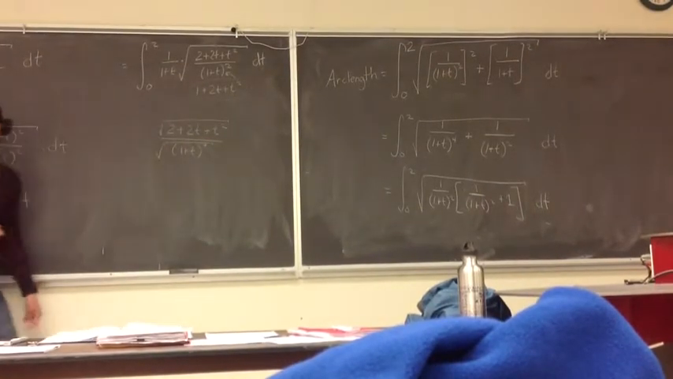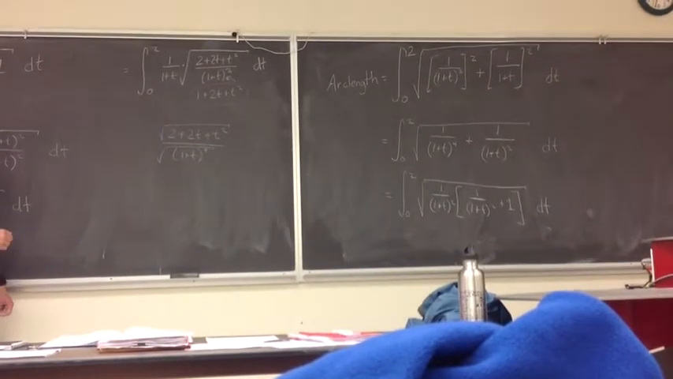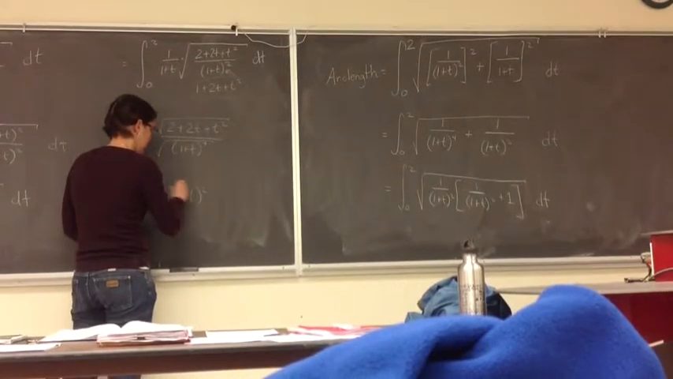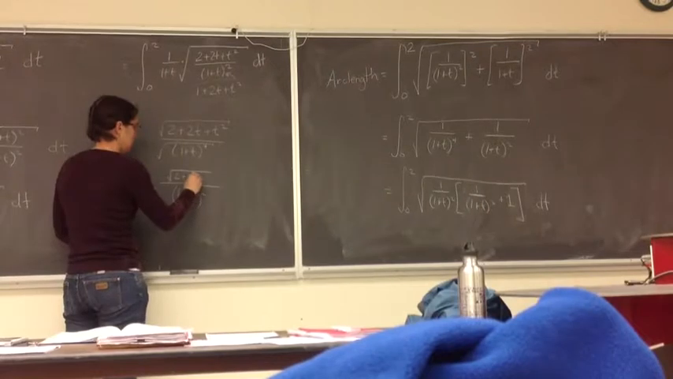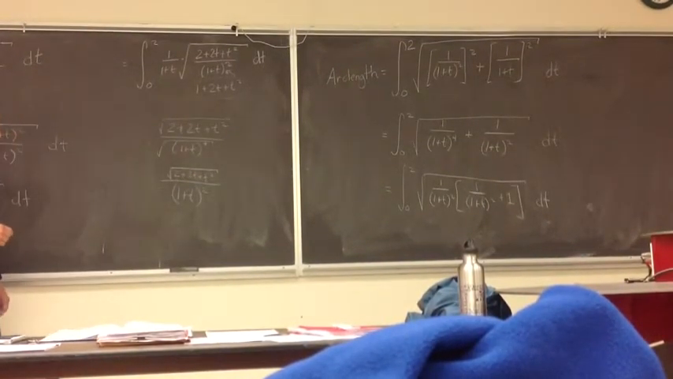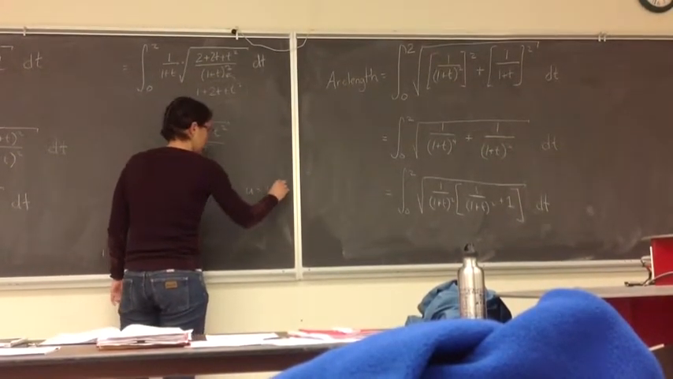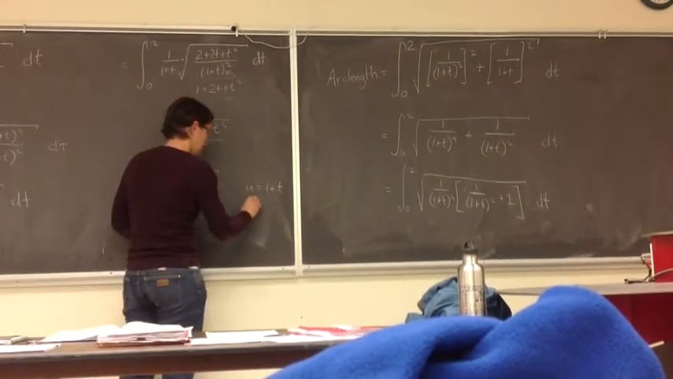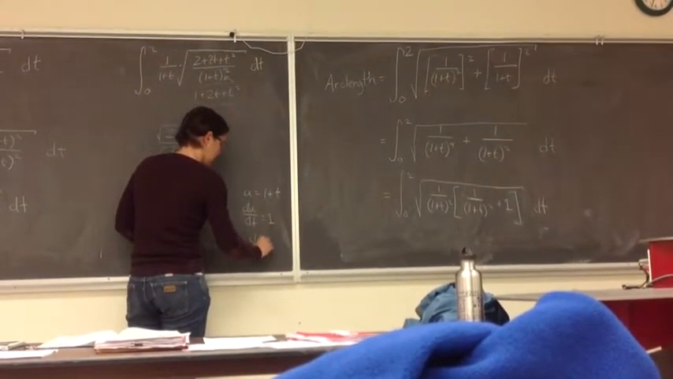And did that help you along the way? Yeah, because then I took the radical off the bottom, so it's just 1 plus t squared. Okay, and then I did a u sub, where u is 1 plus t. And when you did your u sub, you let u be 1 plus t, and then your du over dt is 1, right? So dt will be du.